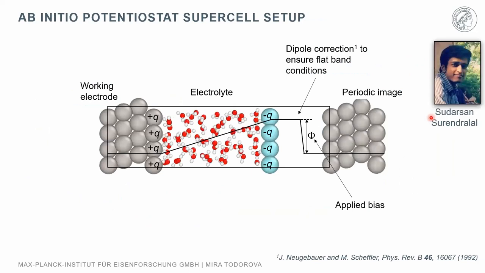And so our setup now, for which we perform DFT calculations for electrified interfaces, is that we have a working electrode, we have our neon counter electrode, and we have a vacuum region where we can use the dipole correction in order to basically see what the potential drop is on the interface between the working electrode and water, which is sandwiched between the working electrode and the neon electrode. And we can now also charge the cell.